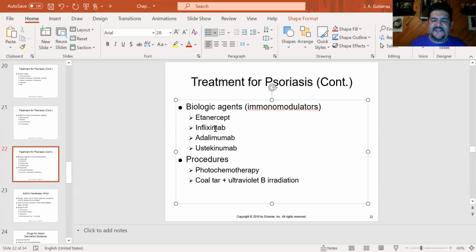So this is an antibody designed to attack the antibodies attacking the skin and producing psoriasis. And also, regarding procedures, we can use photochemotherapy in order to burn those cells and take the inflammation away, or we can use coal tar and ultraviolet B radiation.